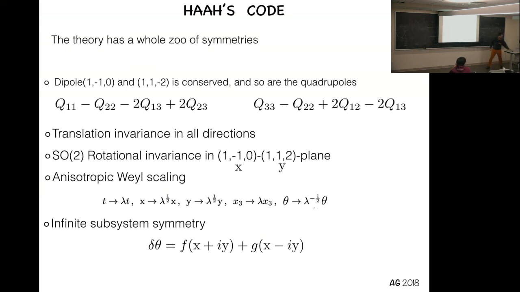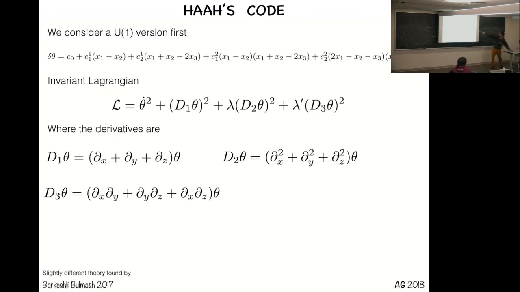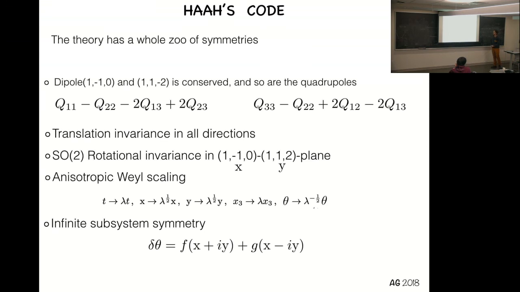Moreover, if you very carefully look at this action, this Lagrangian, it has infinite symmetry in addition to all these symmetries. If you introduce x and y like this, in these directions, then I can shift theta by an arbitrary smooth function of x plus iy and x minus iy. And this also is a symmetry of the action. So it has an immense amount of symmetry.